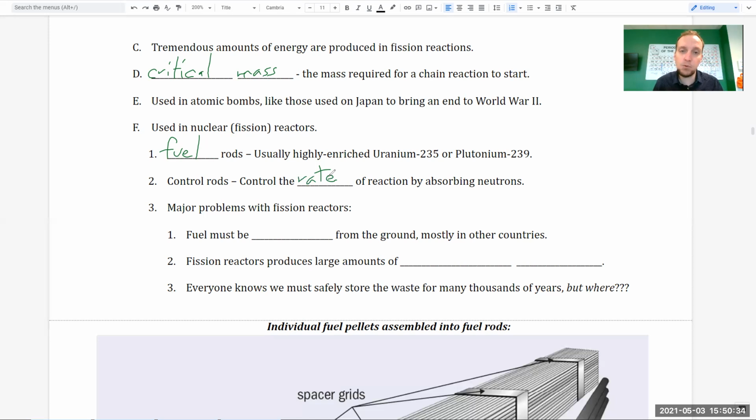So you'll see in a minute when we're talking about nuclear reactors that we have control rods that we literally raise and lower into the nuclear reactor to either speed up or slow down the reaction by absorbing or not absorbing neutrons, to influence the rate of the nuclear fission reaction.